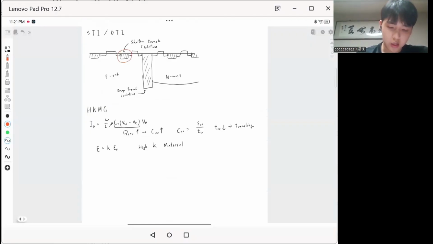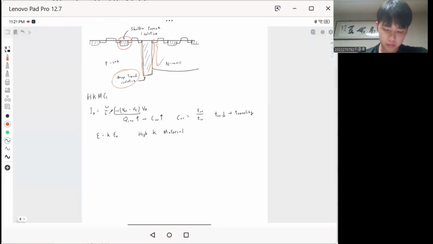This is the STI, shallow trench isolation, to block the leakage between the source and drain. And DTI is deep trench isolation, to block between NMOS and PMOS. It is made very deep, deeper than the N wells. So it can block the latch-up.